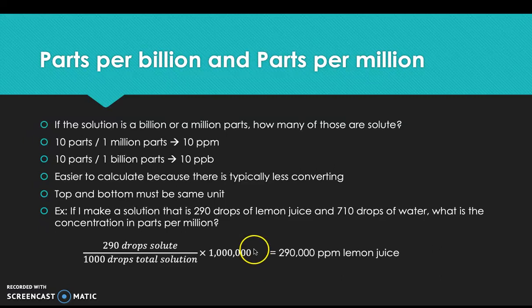Now if I wanted parts per billion, the only thing that would change is I would multiply by 1 billion. Okay, so you can see where this will allow for much smaller concentrations. 10 parts per million or 1 parts per million is much smaller than this, because really 290 drops of lemon juice out of 1,000 is not that many. So this really just allows you to calculate concentrations at a much smaller level.